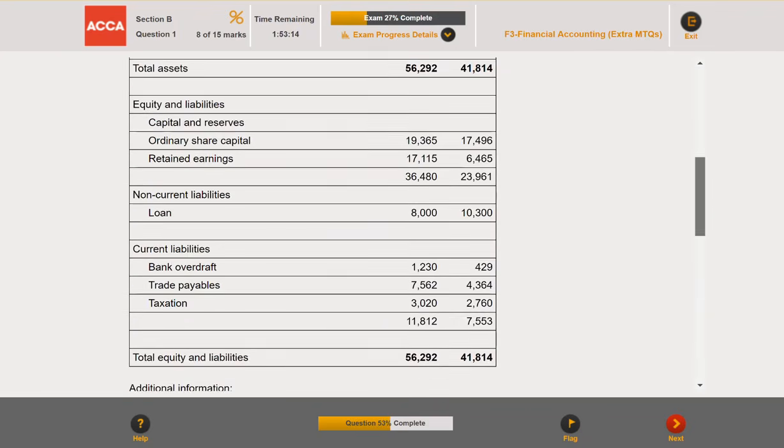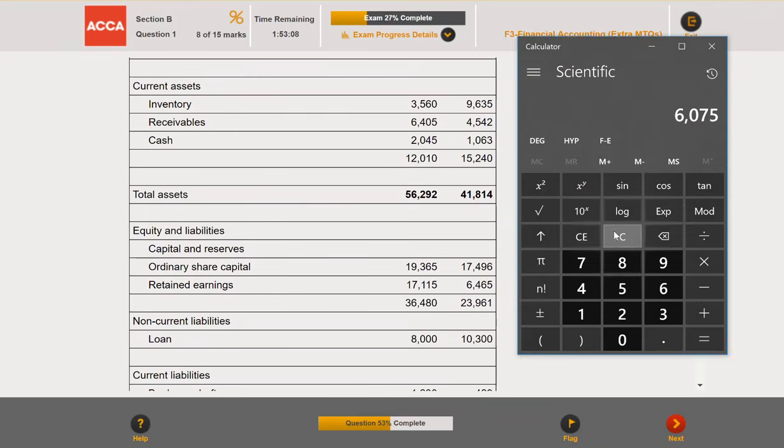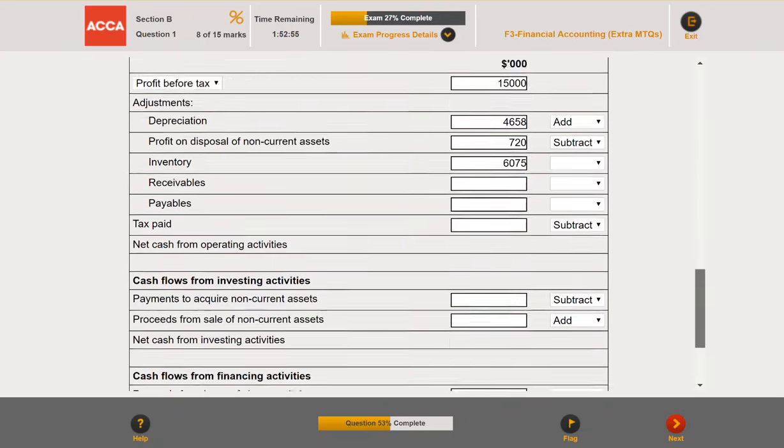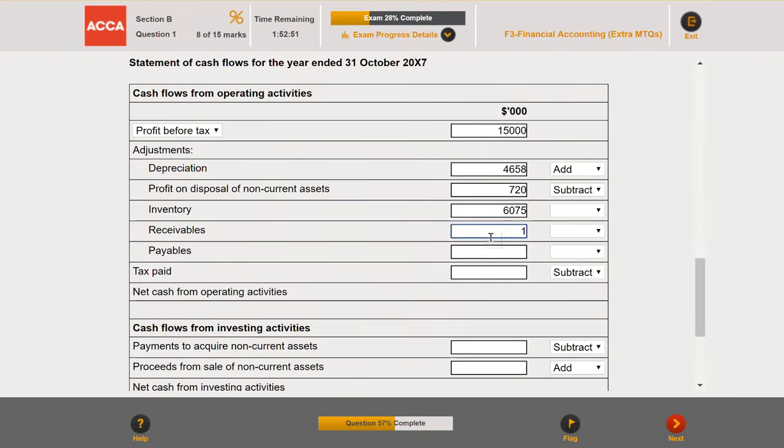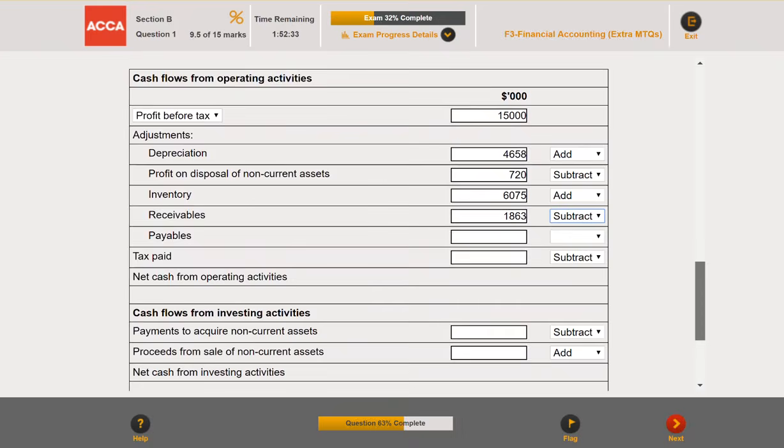Receivables. 4542 minus 6405. It becomes minus 1863. It has increased, so it is a negative cash flow. So this is decreased, so added. This is increased, so subtracted. So when receivable increases, it means we haven't received the money from sales. So it is negative effect.